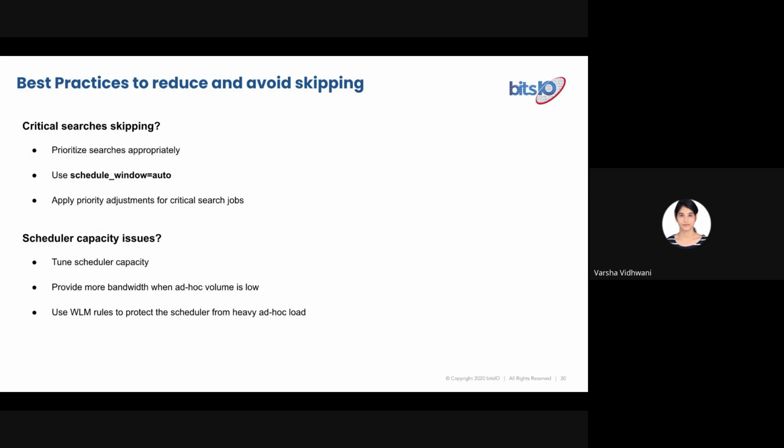Next, for critical searches that you absolutely cannot afford to skip, make sure that they are properly prioritized using the schedule window as auto, and applying those priority settings ensures that these jobs get the resources they need. Finally, if we are consistently running into scheduler capacity issues, consider tuning the scheduler itself, giving it more bandwidth when ad hoc search volume is lower, and protecting it with rules, which will help maintain smooth operations.